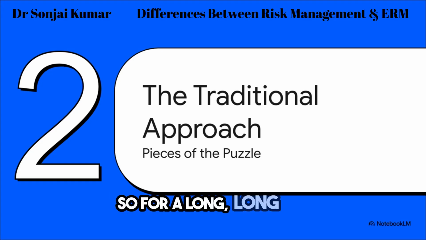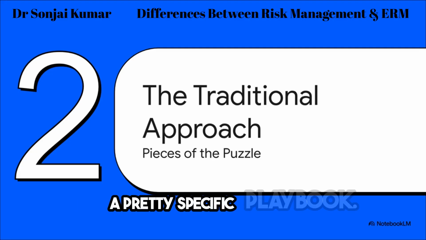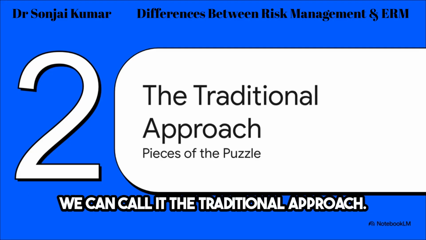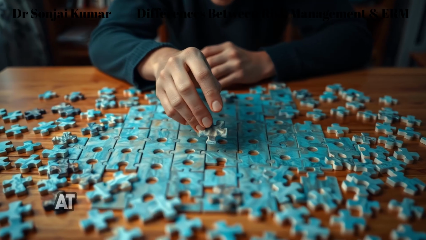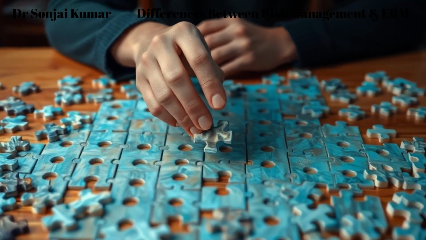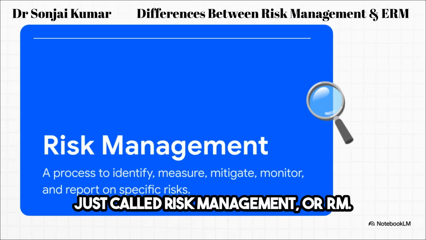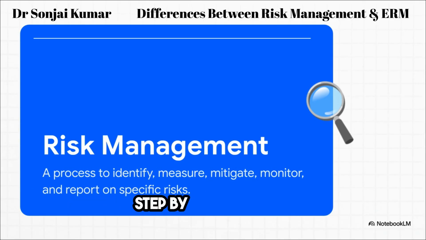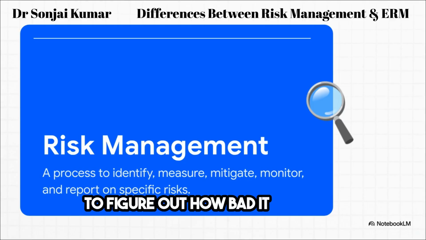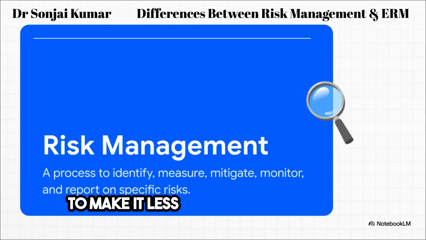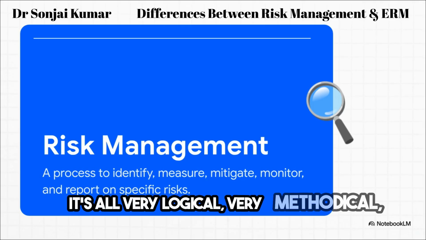So for a long time, organizations have tried to handle all this uncertainty using a pretty specific playbook. We can call it the traditional approach. And really, it's like trying to solve a giant jigsaw puzzle by just looking at one piece at a time, completely in isolation. This traditional way of doing things is just called risk management, or RM, and it's a very structured step-by-step process. A team identifies a potential risk, they try to figure out how bad it could be, they come up with a plan to make it less bad, and then they just keep an eye on it and report back. It's all very logical, very methodical.